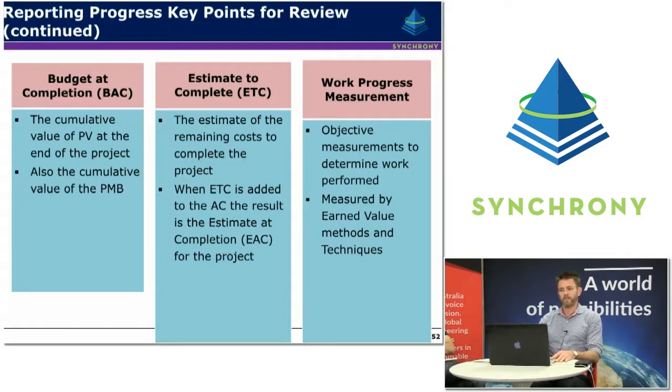The estimate to complete is basically just the estimate of the resources and costs required to complete the project. And if you add that ETC to the actual cost to date, you come up with the estimate at completion. Work progress measurement is basically objective measurements to determine the work performed. It's measured by earned value methods and techniques.